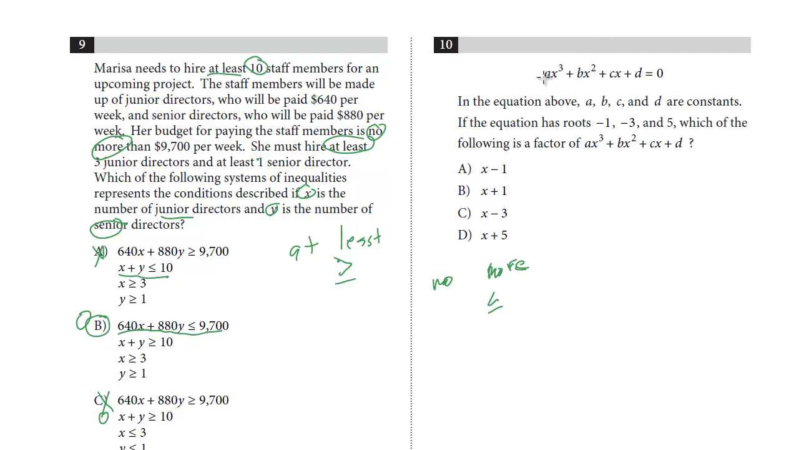And number 10, we have this polynomial in the equation above. A, B, and C are constants. If the equation has roots -1, -3, and 5, which of the following is a factor of this polynomial? These are specific words of art that have very special meanings. The word root is the same as a solution. These are the zeros of the equation.